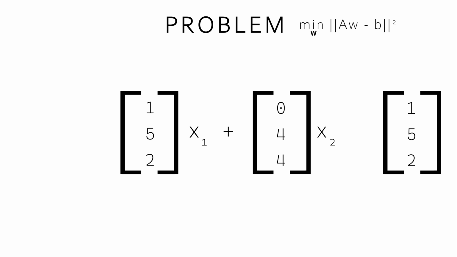Let's consider the vector 1, 5, 2. I can set x1 to 1 and x2 to 0 to obtain it, which means that this vector is in the column space of A. Similarly, for vector 0, 4, 4, I can set x1 to 0 and x2 to 1 to obtain it. This shows that all columns of A are in the column space of A.